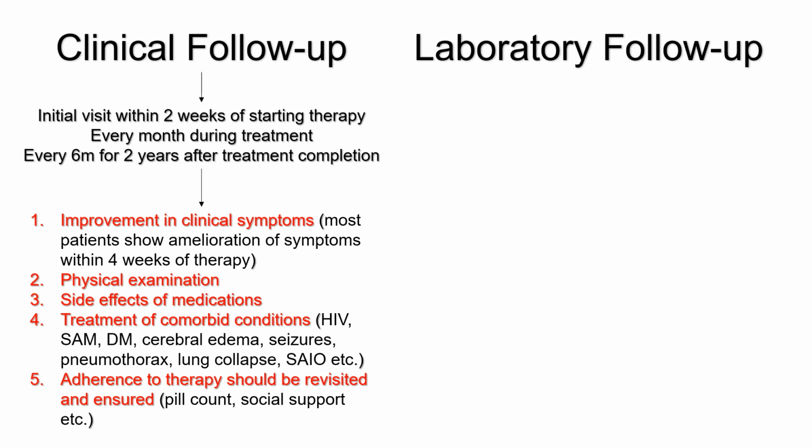We have to look for side effects of medications that the patient is on, specific side effects, non-specific side effects. We have to treat the comorbid conditions like HIV, severe acute malnutrition, diabetes mellitus, cerebral edema, seizures, pneumothorax, lung collapse, subacute intestinal obstruction. These are the various comorbid conditions that may be present in a case of tuberculosis.